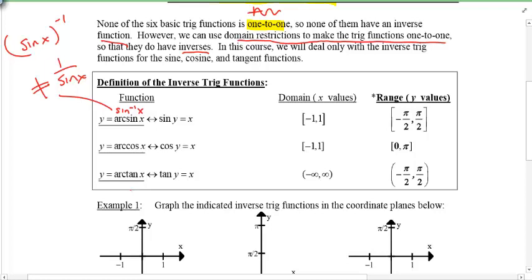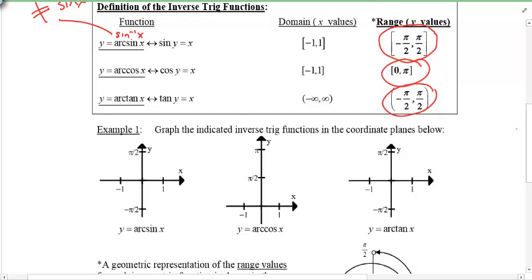Now, to make them functions, we have to put limits on the domain and the range. So for the arcsine function, the domain is negative 1 to 1, which should make sense because the regular sine function has a range of negative 1 to 1. But here we have to limit the y values, and we arbitrarily chose to limit them between negative pi over 2 and pi over 2. For cosine, we arbitrarily chose 0 to pi, and for arctangent, same as sine, from negative pi over 2 to pi over 2.